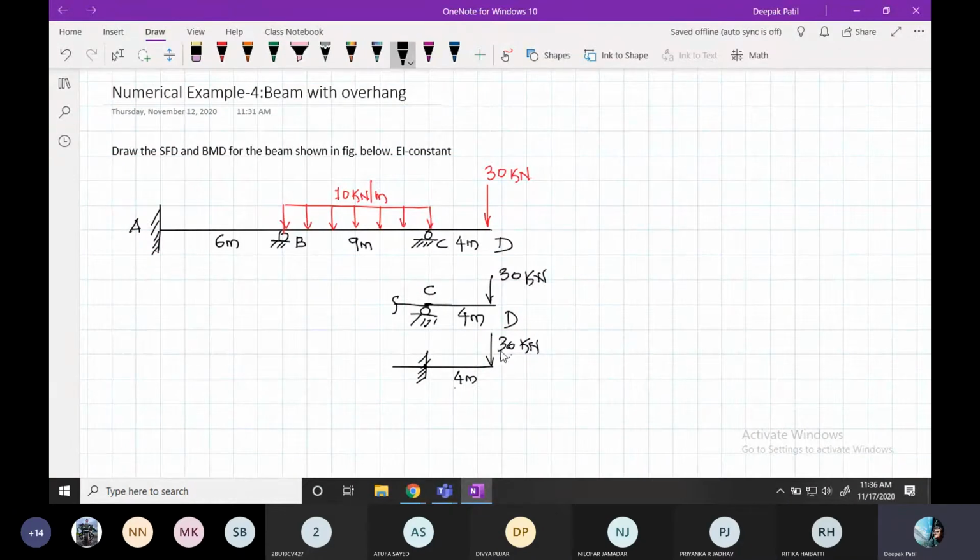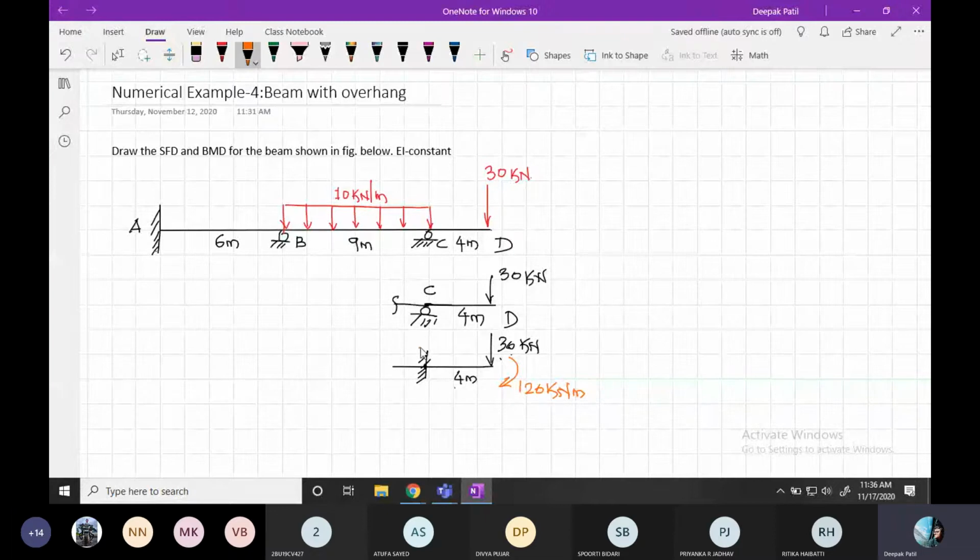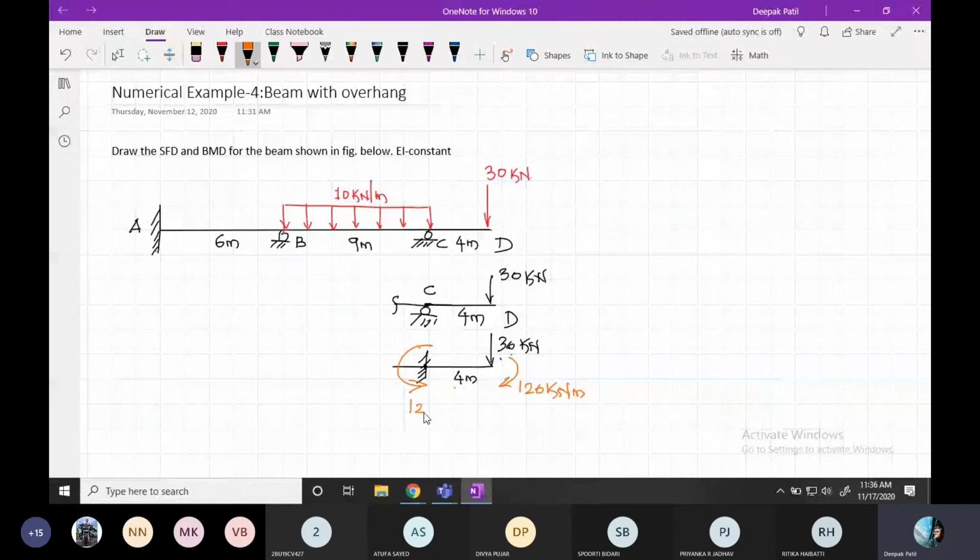But that moment is acting in which direction? It is actually acting like this. Do you agree? Okay, it means it is actually a clockwise moment, that is 30 into 4, 120 kilonewton meter. So at the fixed support, there should be a reaction to counteract that 120 kilonewton meter. So at this fixed support, the moment will be like this, 120 kilonewton meter. Do you agree? Yes or no? Yes, sir. Okay.